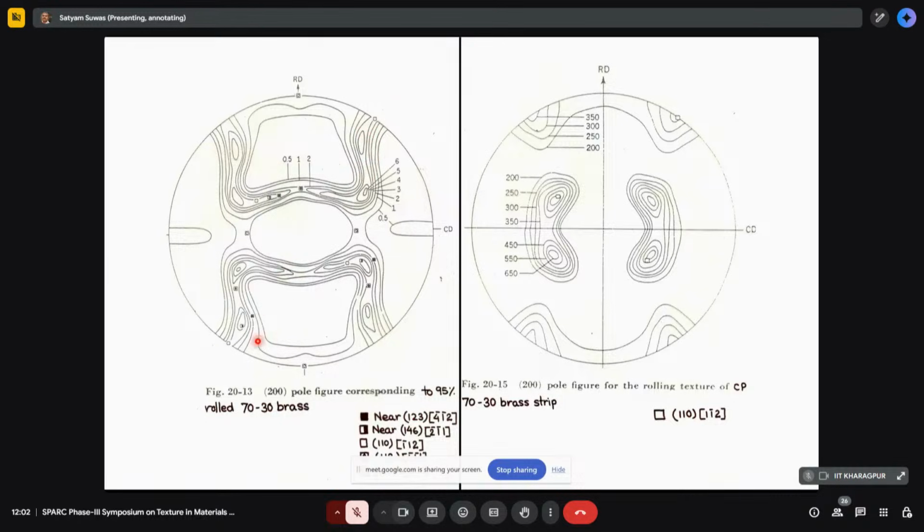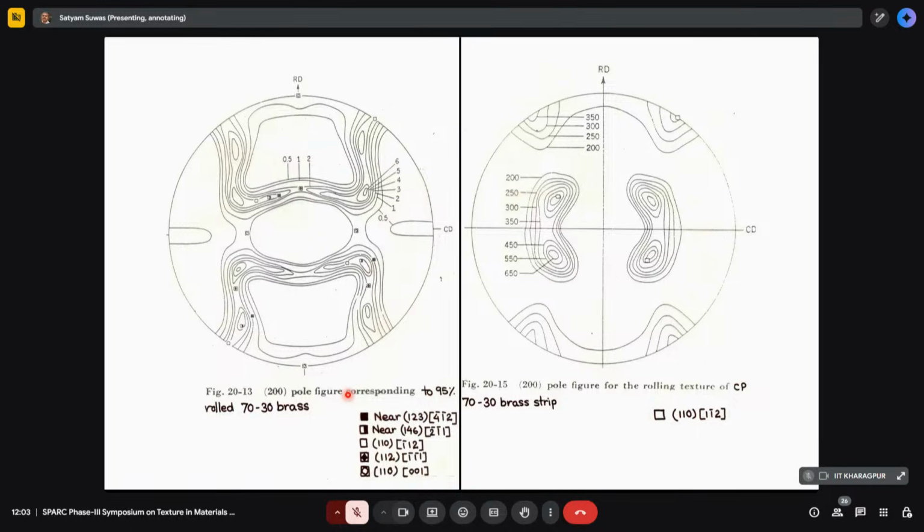So for example, this is the 200 pole figure for 95% cold rolled 70-30 brass, alpha brass, and you will see that it has several orientations here, right? And one has to identify where the centers are. So these are the locations, and one can decode it.